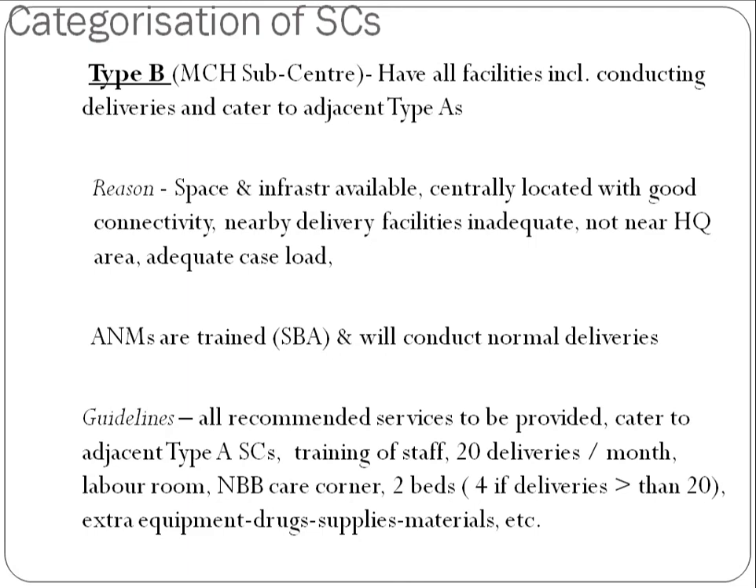And we have a newborn baby care corner in the sub-center type B, where the newborn babies are kept for a while. The sub-centers have 2 beds in case there are 20 deliveries per month, which the statistics of previous months will tell you. In case there are more than 20 deliveries, it's a highly busy center. We have got 4 beds, and the government gives you extra equipment, drugs, and supplies.